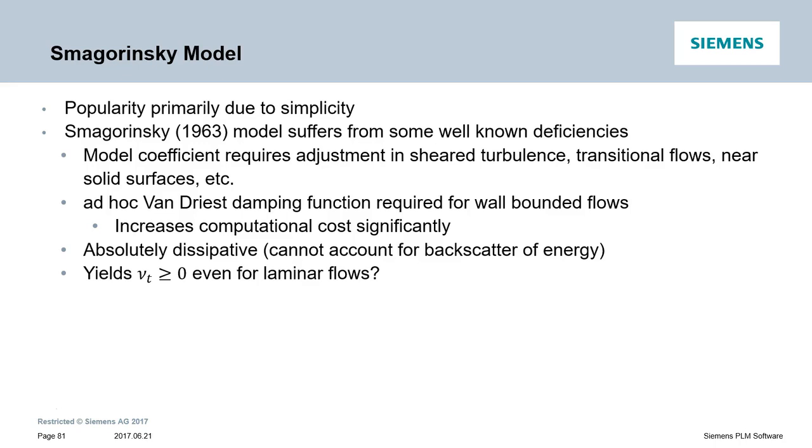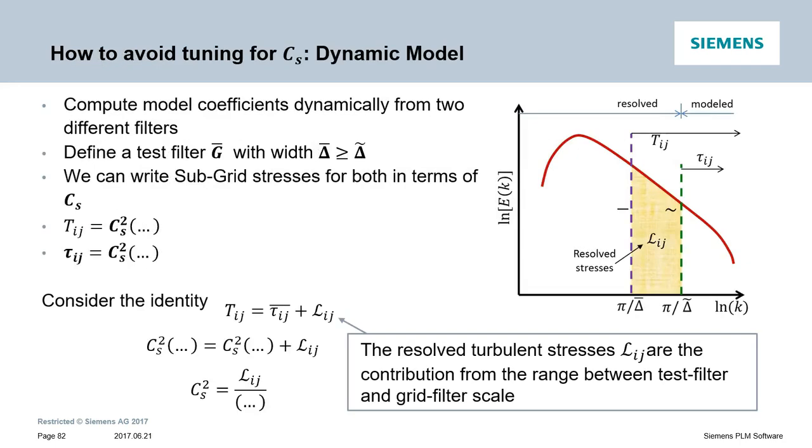And moreover, this model is also purely dissipative and it cannot account for backscatter of energy, that is the transfer of energy from smaller scales to larger scales. Another problem is that it can predict non-zero subgrid viscosity even for laminar flows. And many of these limitations are due to a constant value of the Smagorinsky coefficient. So we would like to calculate this coefficient from the calculated flow field dynamically. And there is a very clever trick in how we do that in the dynamic model.